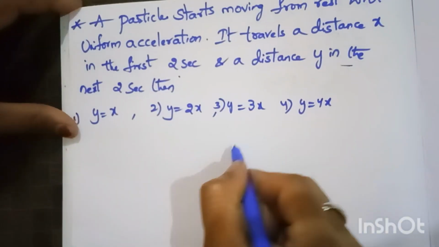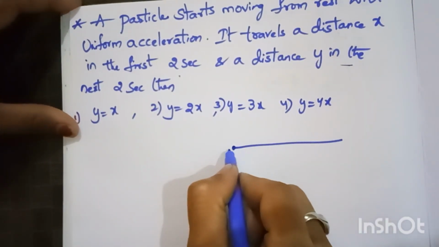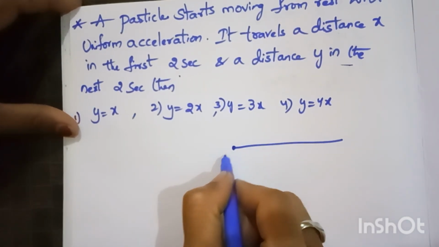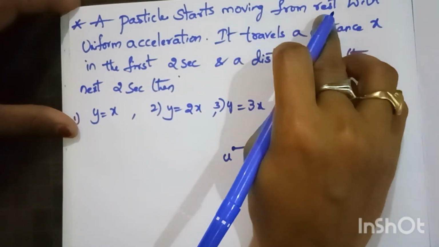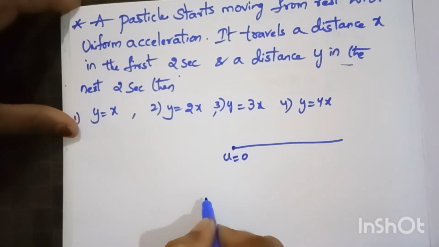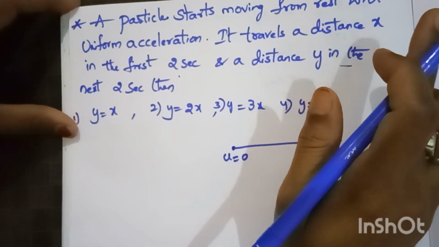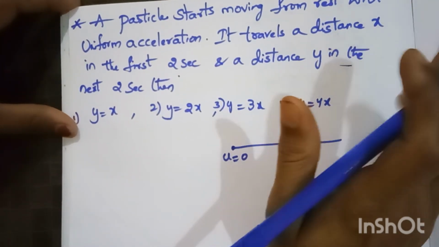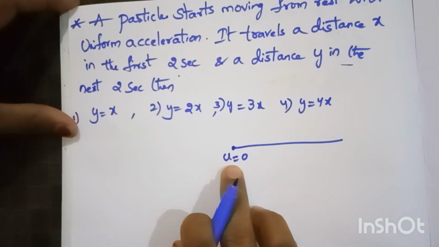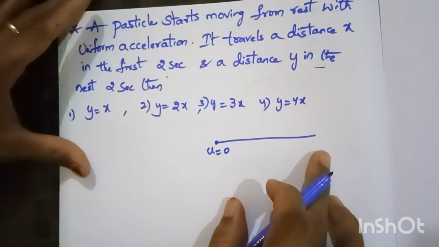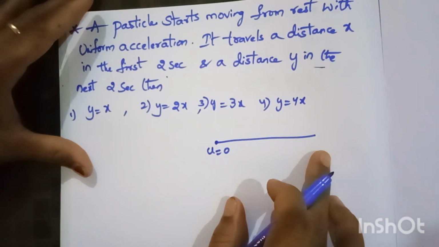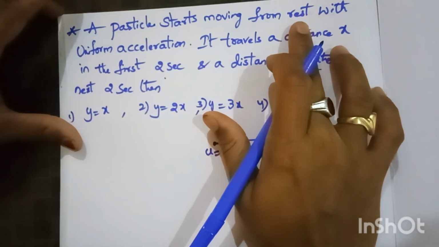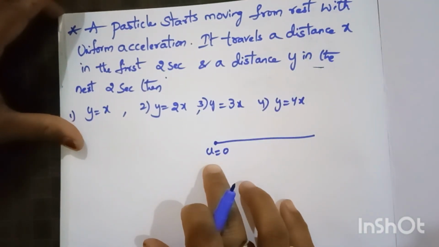First, the particle is moving from the rest. Rest means the particle's initial velocity u equals 0. Everyone should remember that when an object is moving from the rest, or starting from the rest, it represents u equals 0. When an object moving with some speed comes to rest, it represents v equals 0. Here they said the object is moving from the rest, so the initial velocity will become 0.